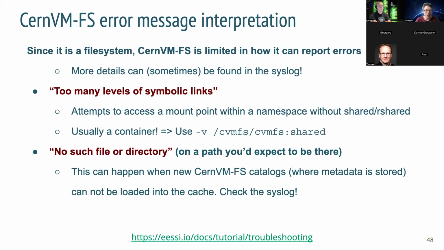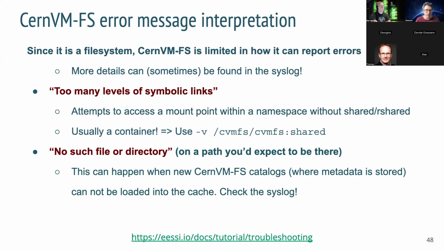It's a bit tricky because it usually happens if you do the bind mount and only afterwards you mount the CVMFS repository here, then you can get into this issue. Depends a bit on your setup, but that's something to look out for. Then it can happen that you see no such file or directory on a path that you'd expect to be there. So you do ls /cvmfs/software.easybuild.io and you don't see anything, or there's no such file or directory.